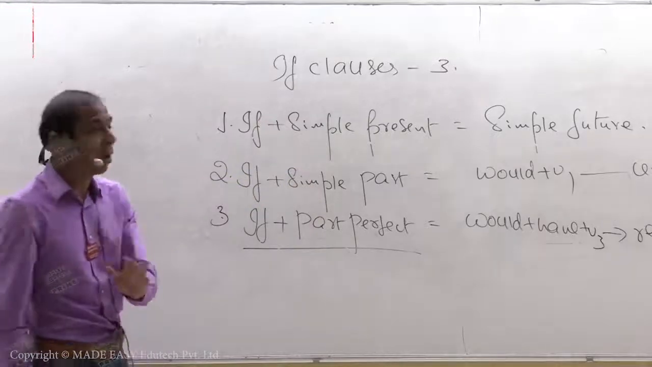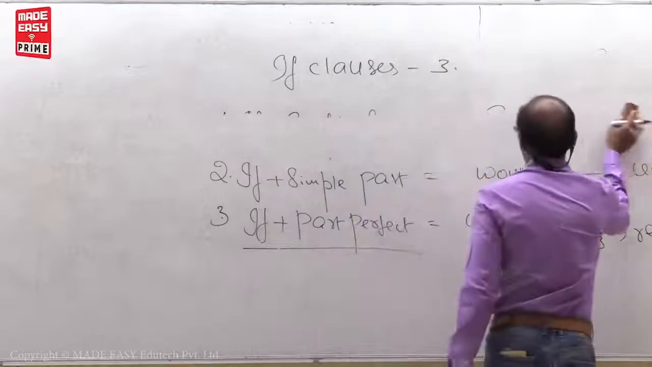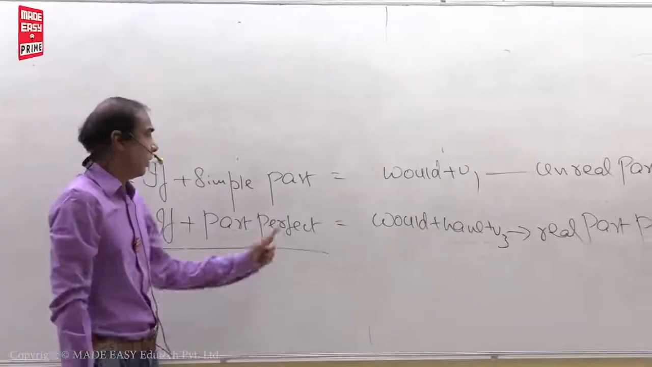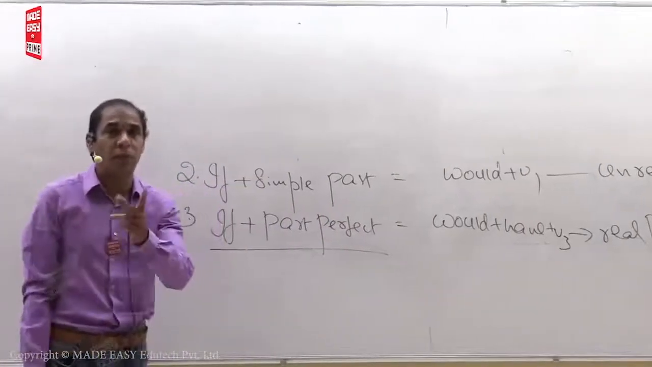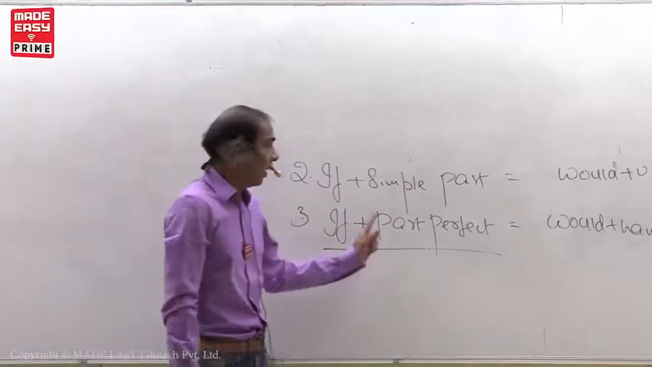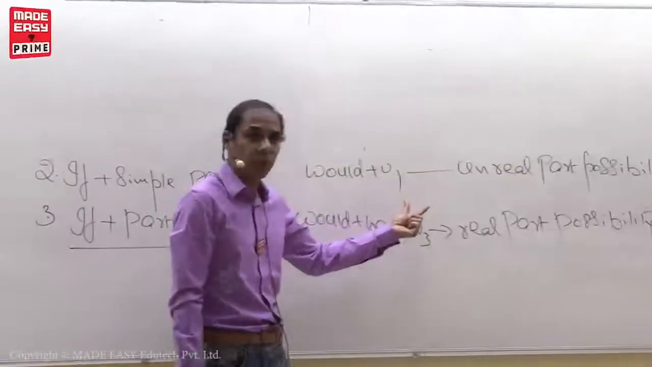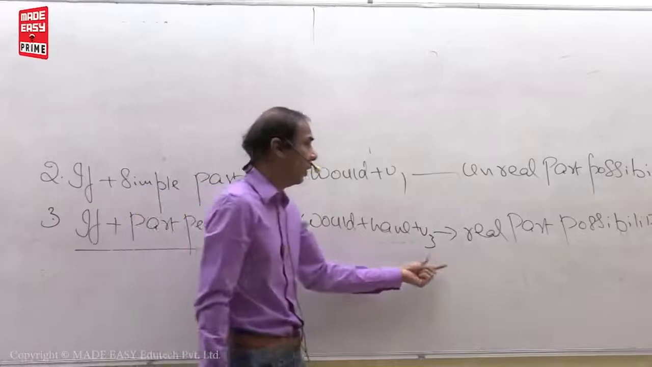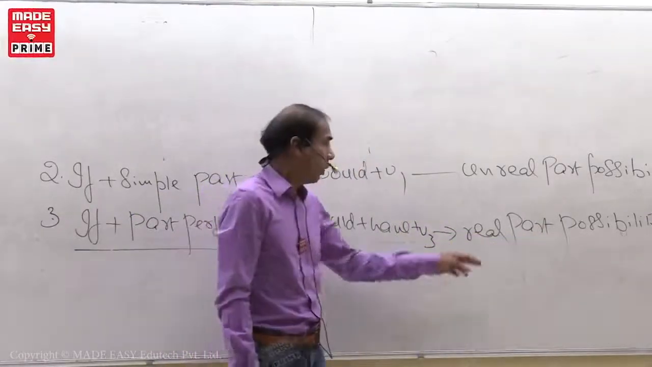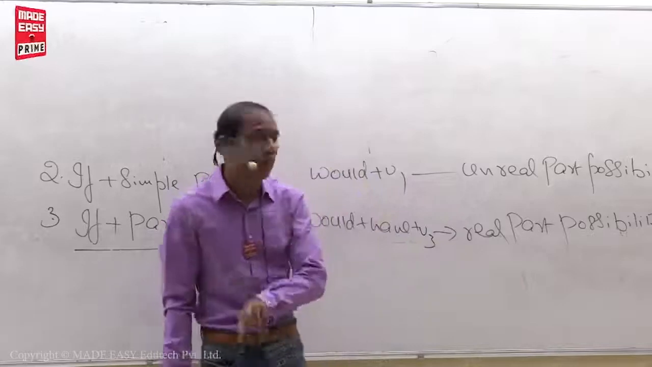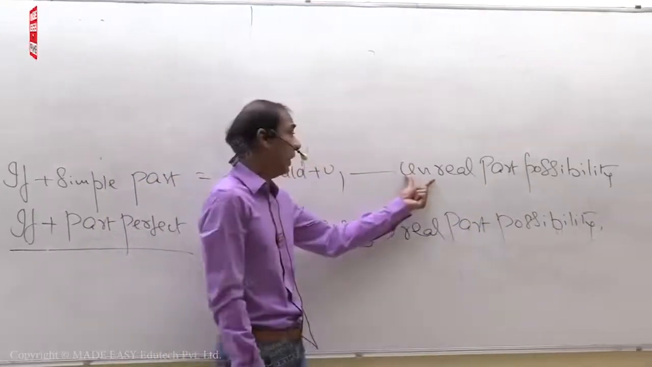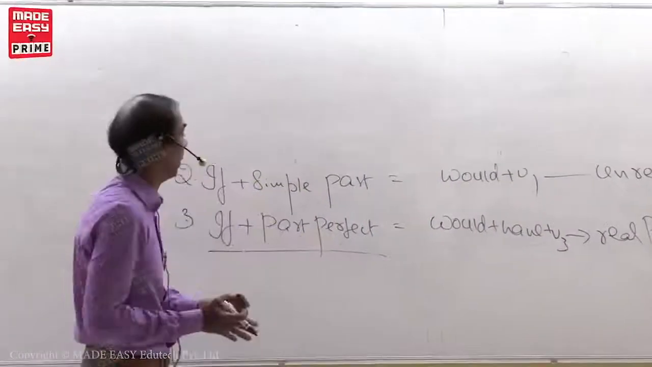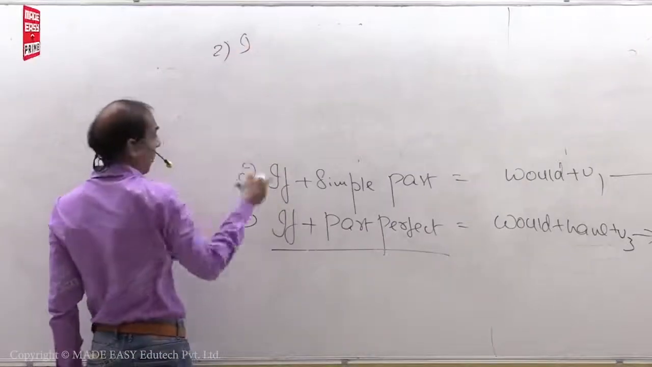But let us know some concept here. Observe. What is the concept? Look, there is no problem with the first formula. All the confusion is with the second and third. Why? See, if plus simple past is equal to would plus V1, unreal past possibility. If plus past perfect is equal to would plus have plus V3, real past possibility. Second formula, third formula: both formulae express past possibility. But second is unreal, third is real. What is past possibility? What is real? What is unreal? I'll explain. See. Second formula I'm using first.